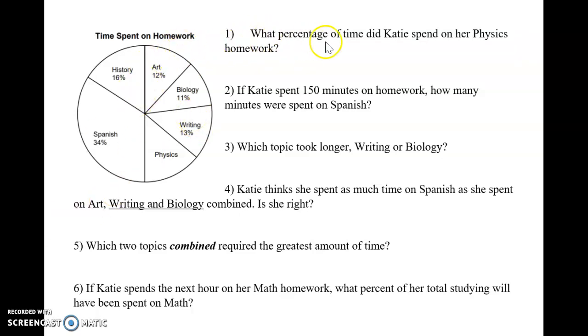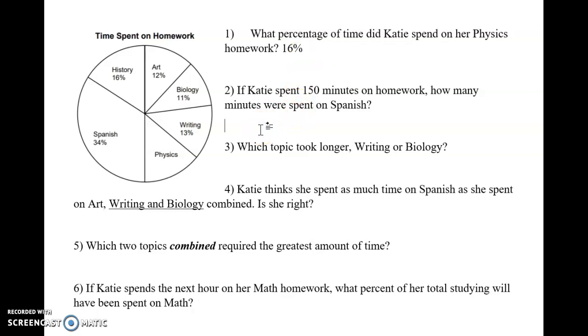So in this diagram, it asks, what percentage of time did Katie spend on her physics homework? It doesn't say. So what we have to do is say, well, if they all add to 100, add what we have. 34 plus 16 is 50%, plus 12 is 62%, plus 11 for biology would be 73%, plus 13 would be 86%. Subtract that from 100, it must be 16% for physics. So I can put that in here, 16%.